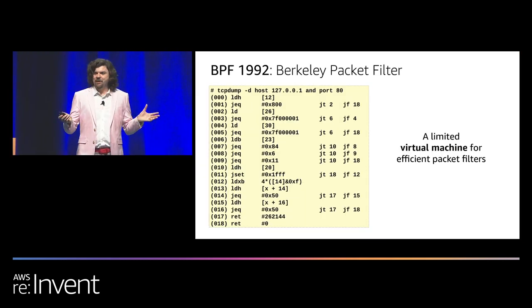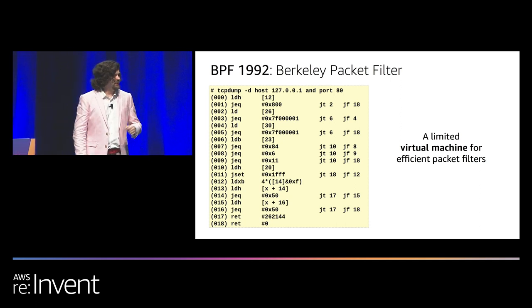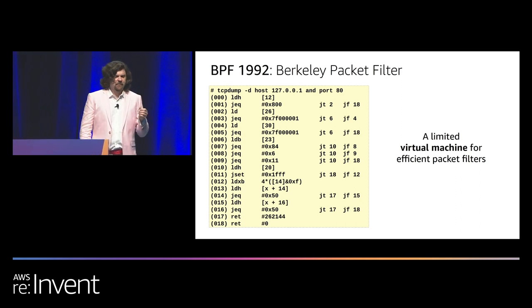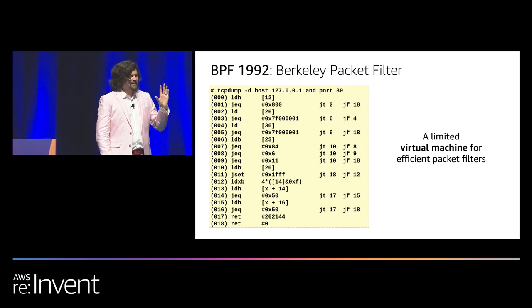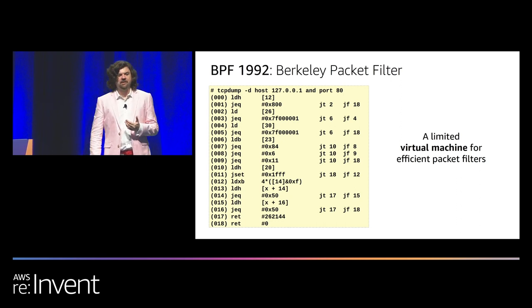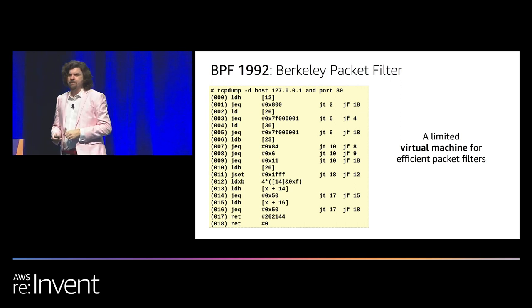So what is BPF? Where does it come from? It stands for Berkeley Packet Filter, or it originally did. BPF was this technology to make tcpdump code faster. tcpdump will capture packets and allows you to type a filter expression, like host is 127.0.0.1 and port 80.